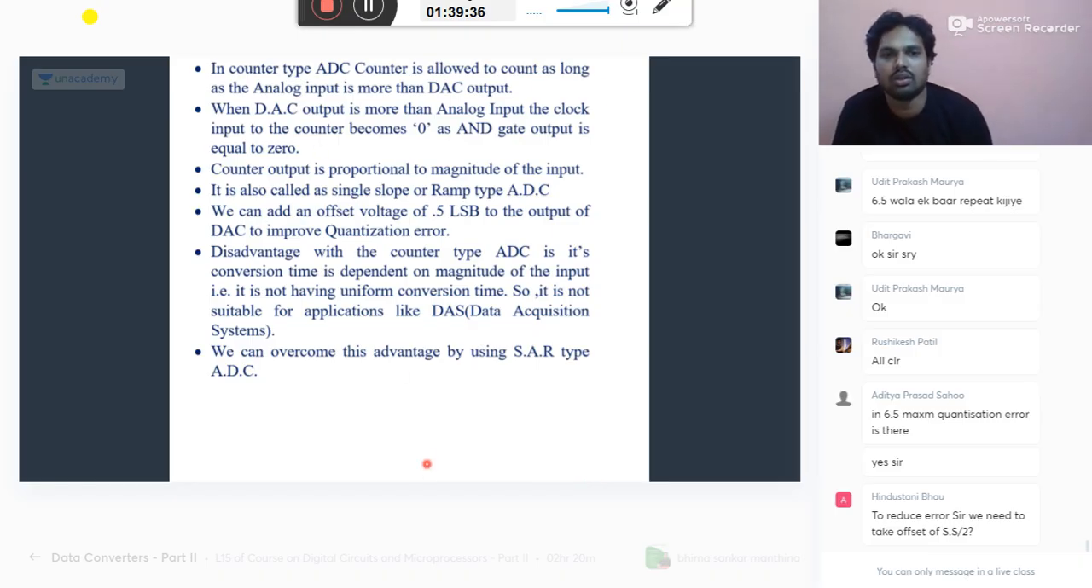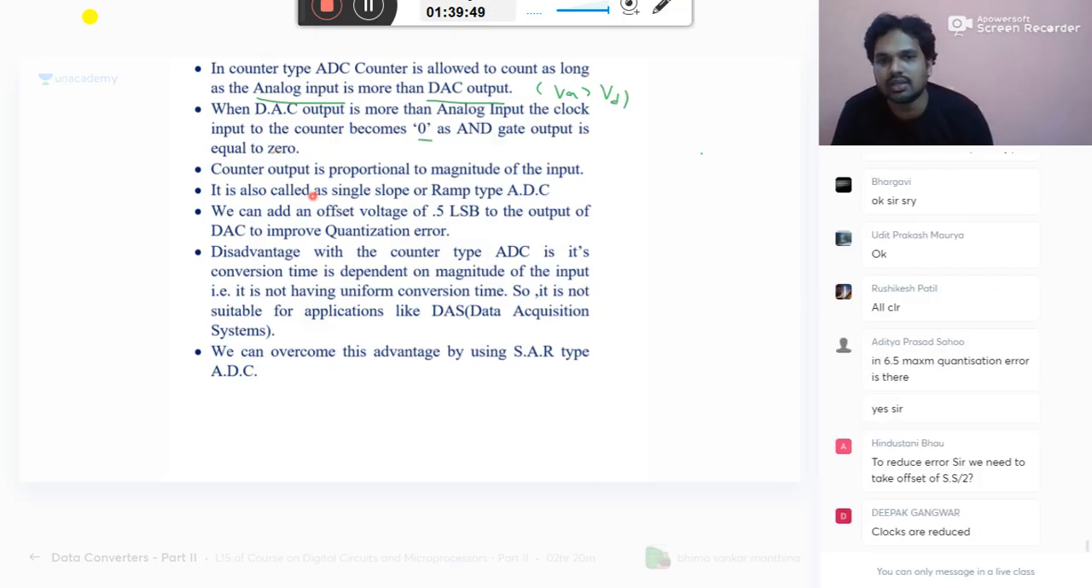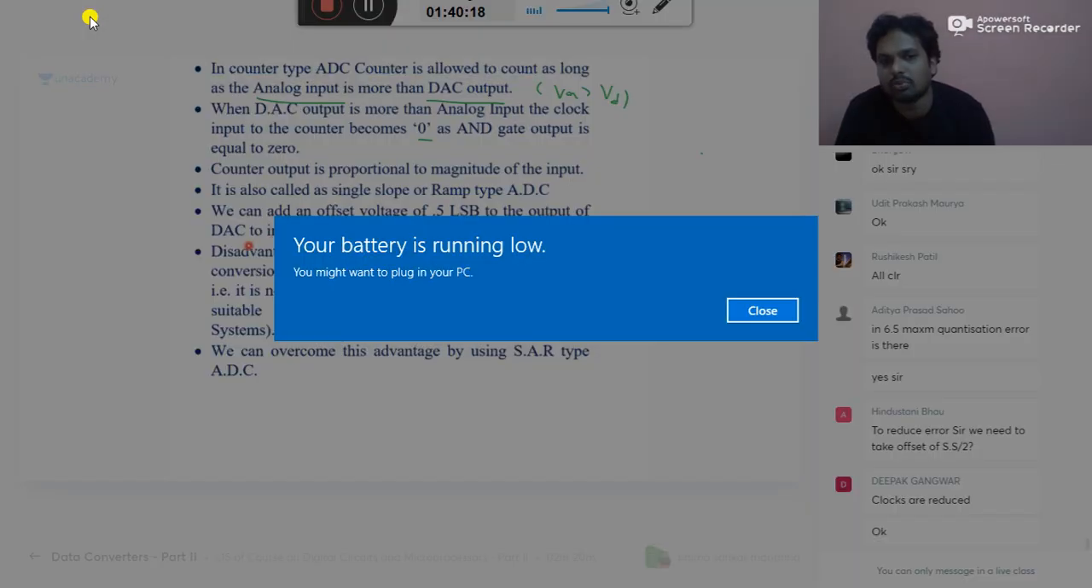So see here, in counter type ADC it is allowed to count as long as the analog input is more than the DAC. When the DAC output is more than the input, then it will stop. Counter output is proportional to the magnitude of the input. It is called single slope ramp type ADC because it is counting in one direction only, up only. Clocks are not reduced, Deepak; it may reduce by 1 maximum. We can add an offset voltage of half LSB. That is 0.5 LSB, not 0.5 volts, because the step size is 1. You add 0.5 LSB to the output of the DAC to improve the quantization error.